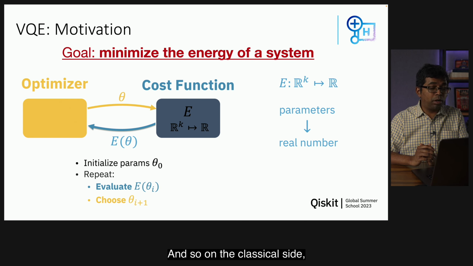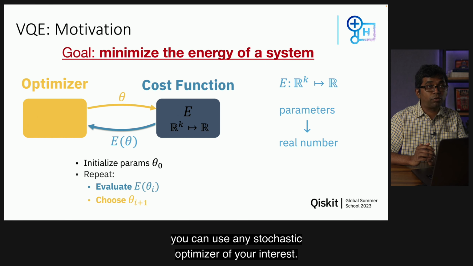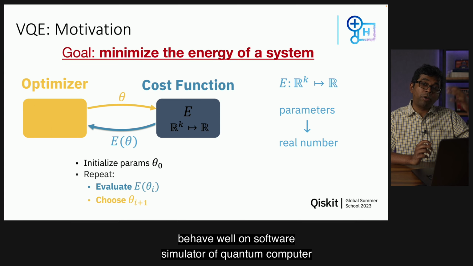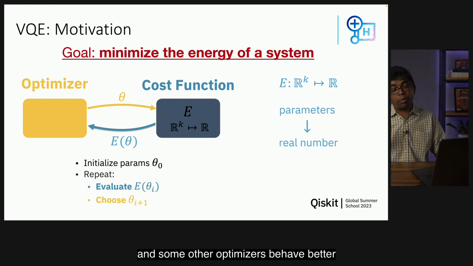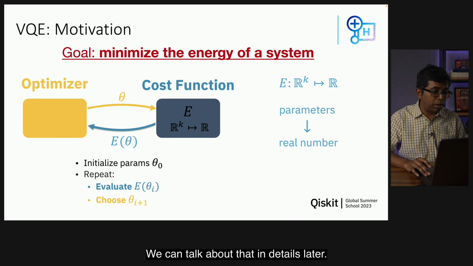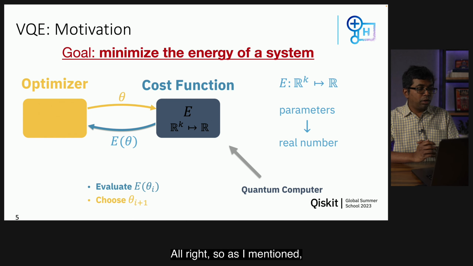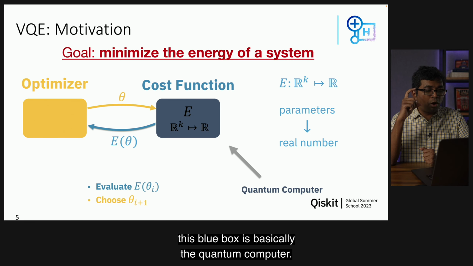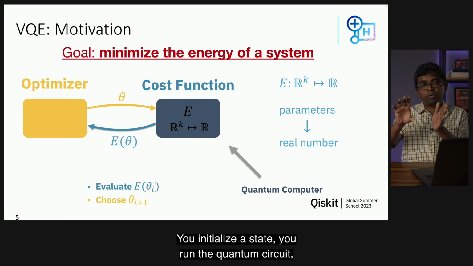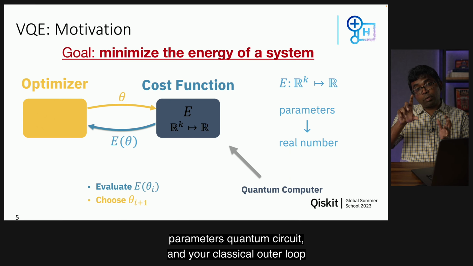On the classical side, you can use any stochastic optimizer of your interest. Traditionally, we have seen certain optimizers behave well on a software simulator of a quantum computer, and some other optimizers behave better for actual quantum hardware. We can talk about that in detail later. As I mentioned, this blue box is the quantum computer. You are running a quantum circuit. You initialize a state, you run the parametrized quantum circuit, and your classical outer loop runs that circuit again and again.